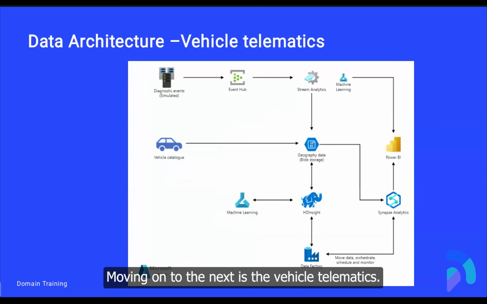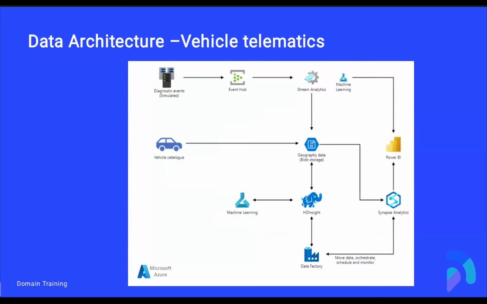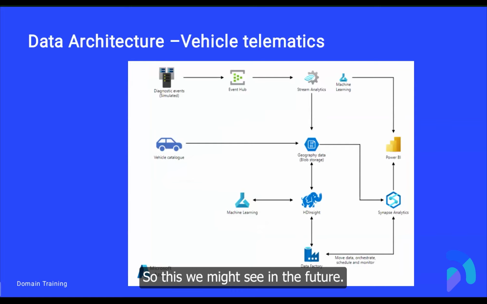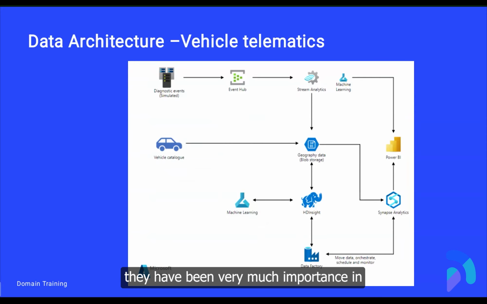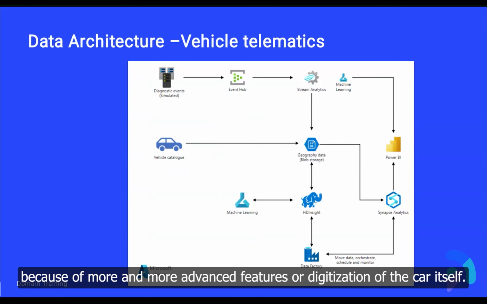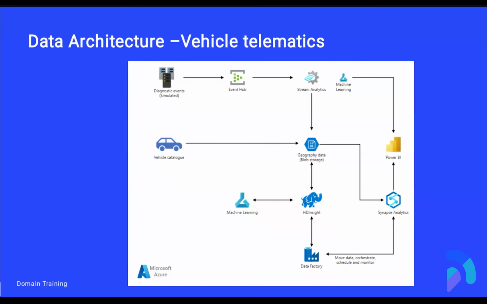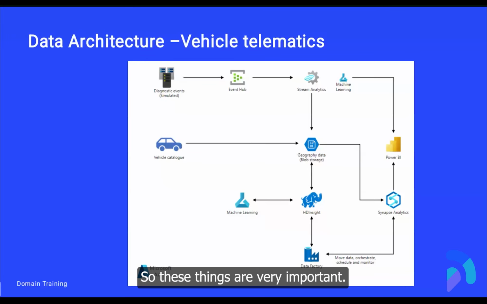Moving on to the next is vehicle telematics. So this we might see in the future. Currently not all vehicle metrics are being sent to the cloud, but in recent times there has been very much importance in getting the data in the cloud because of more and more advanced features or digitization of the car itself. So these things are very important.